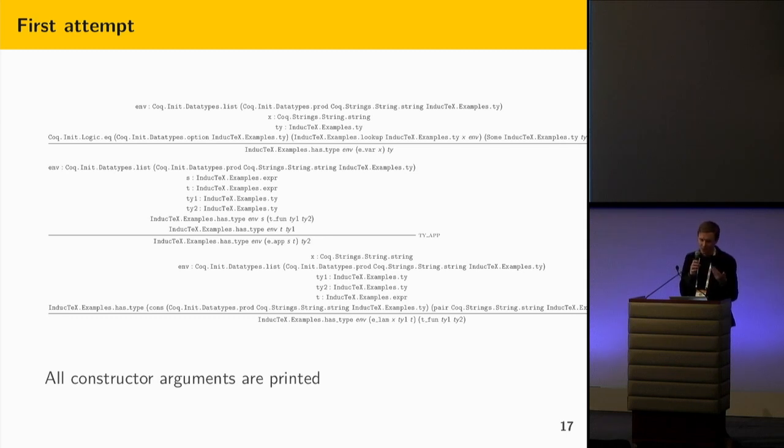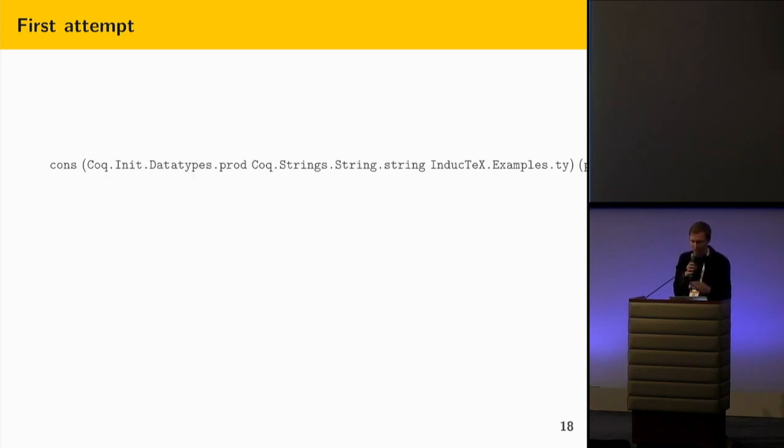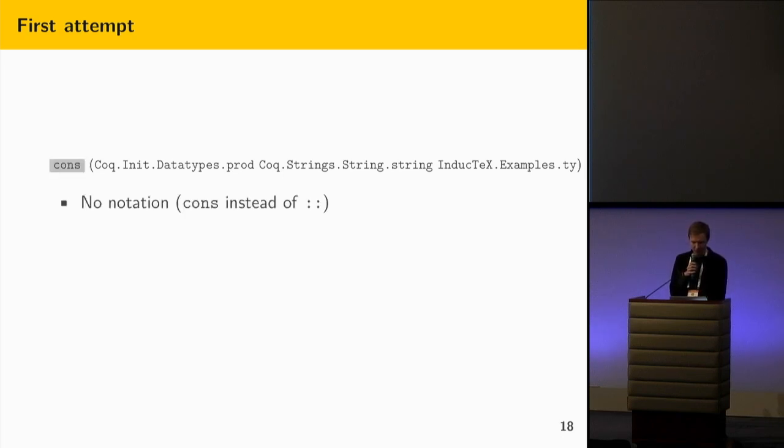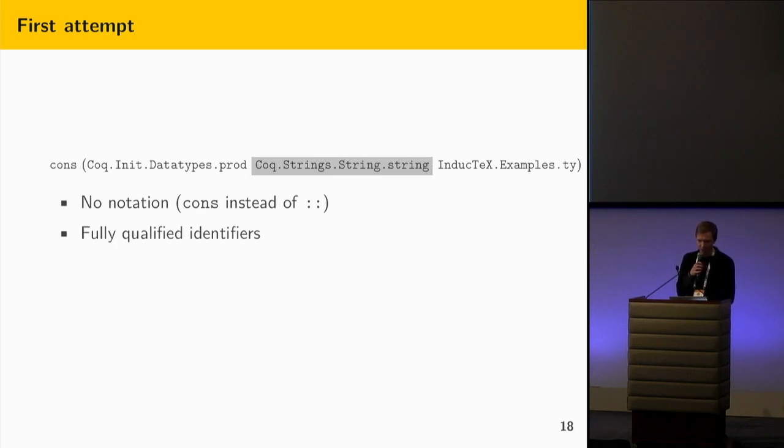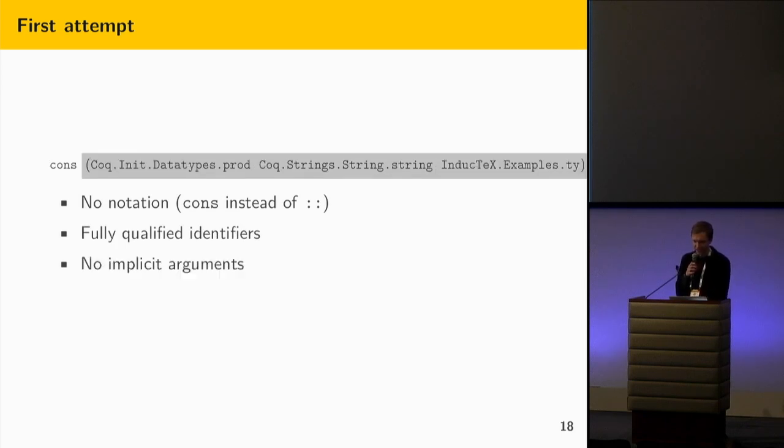whereas you might want some implicit arguments, etc. And also, if you zoom in a bit, for example, here we look at this expression with cons. We have no notation like we're used to in Coq. Fully qualified identifiers, and if you look closely, this is just the first argument of cons, but it's a type argument, basically saying that it's the product of two types.